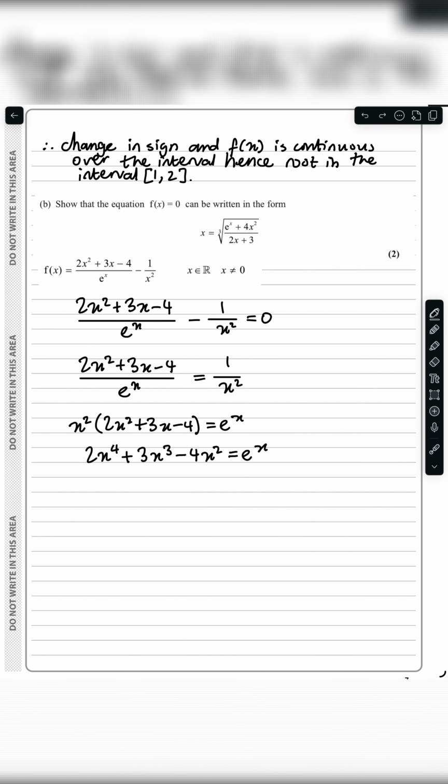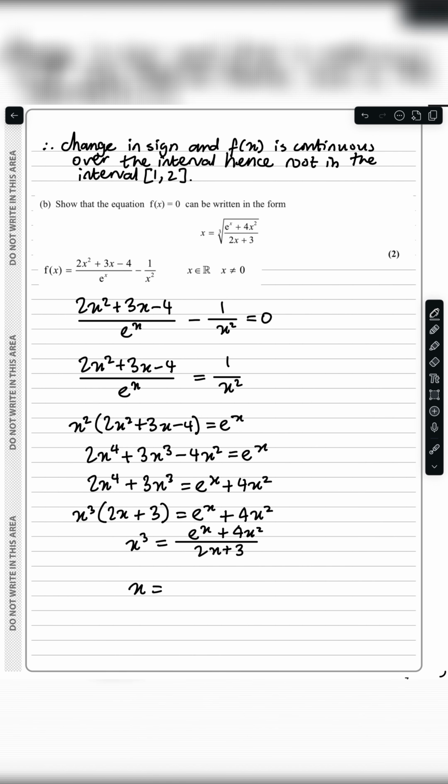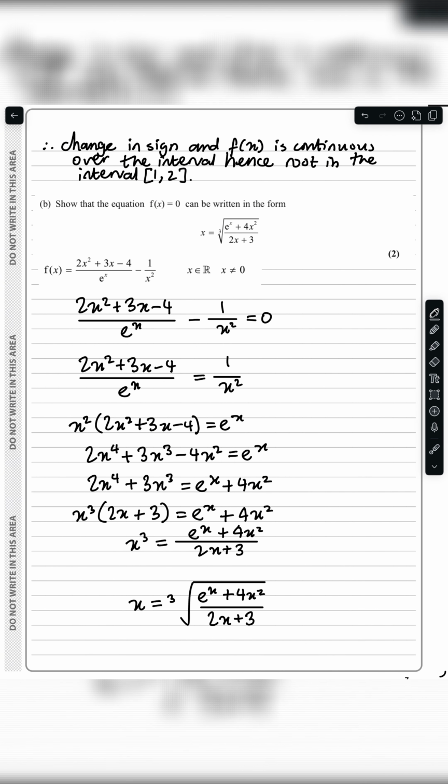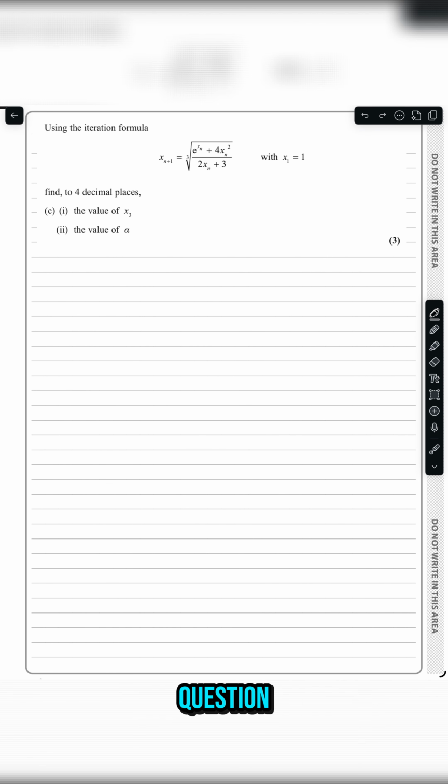So by adding 4x squared to both sides and factorizing x cubed from the left hand side, we get this equation. So if we divide both sides by 2x plus 3 and take the cube root of both sides, we get our final answer.